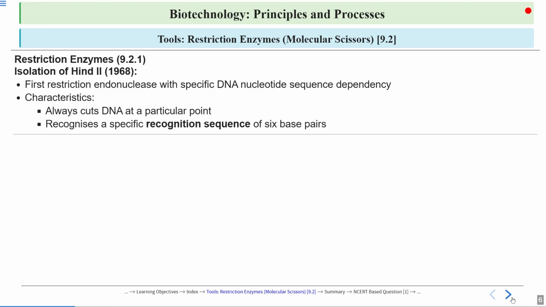After finding this, the restriction endonucleases work like this: they first recognize a specific recognition sequence, and that could be from 4 to 8 nucleotides. For Hind II, it was 6 base pairs, but for others it could be anything from 4 to 8. They bind to it and they cut the DNA at the specific site.